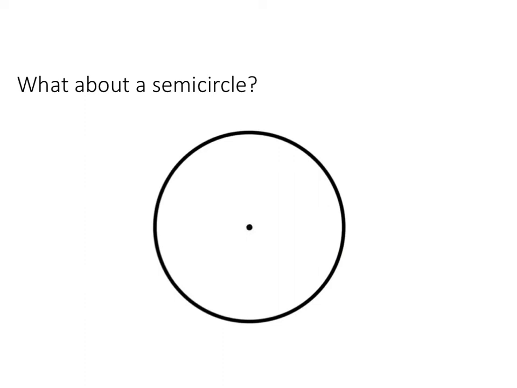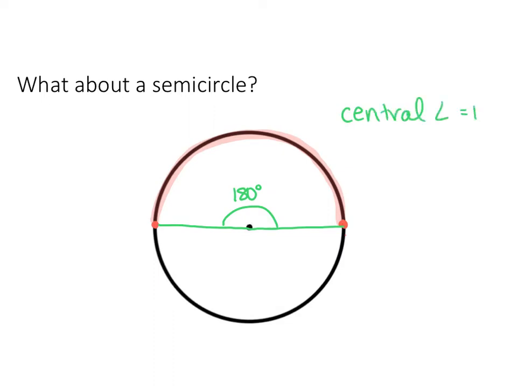What about a semicircle? So what if I had my arc, 1 point there, 1 point there. So my minor arc was actually half of the circle. And then what if I drew a central angle off of this arc? Well, my central angle would be that angle there. And guess what? It's a straight line. How many degrees are in a straight line? Well, 180. So in a semicircle, my central angle is 180 degrees.